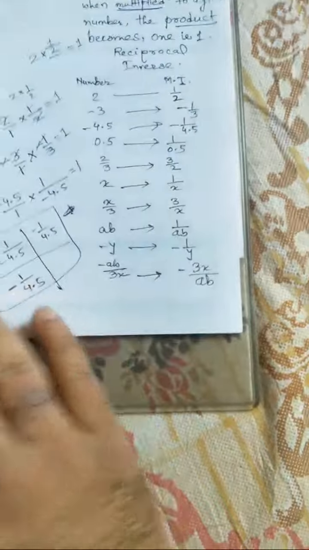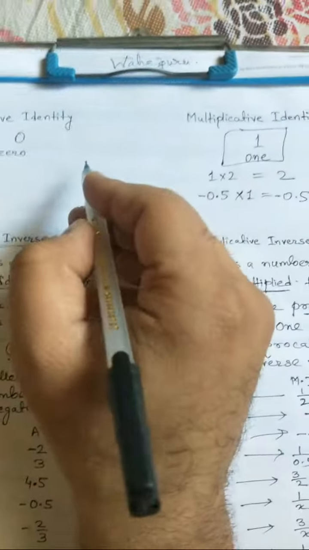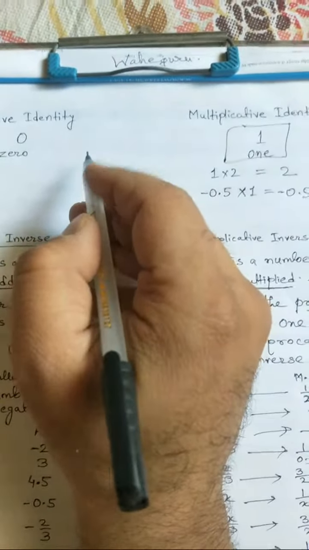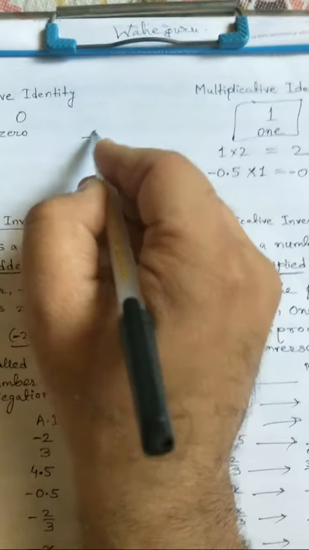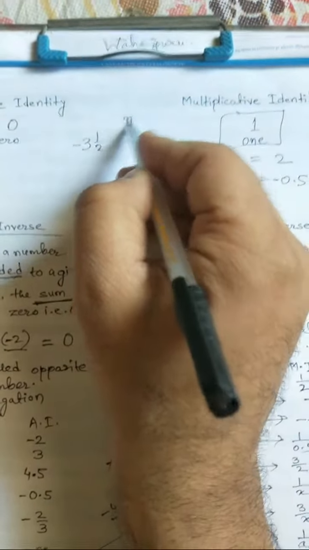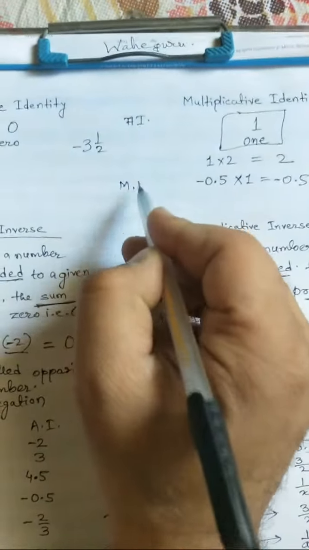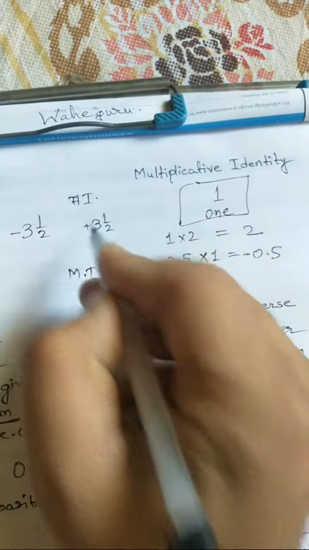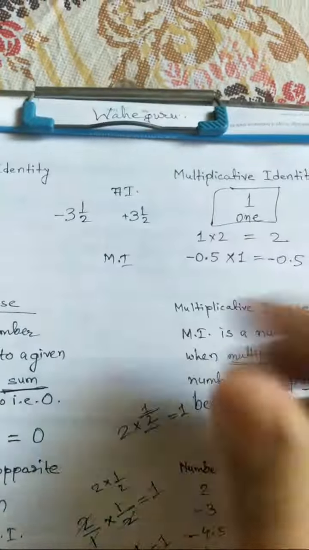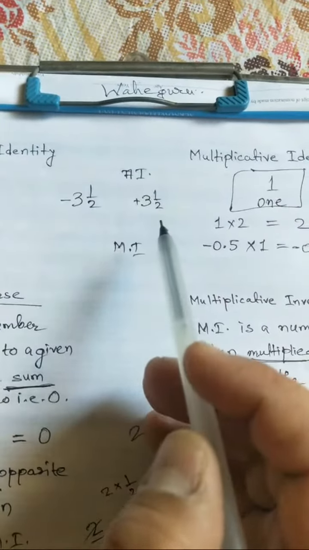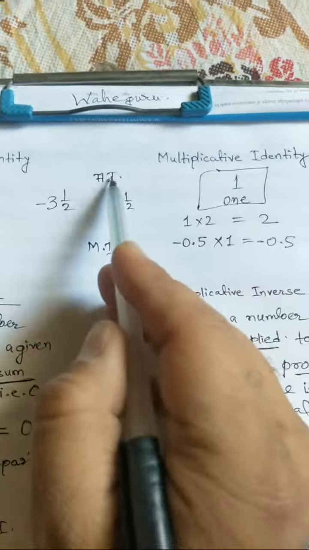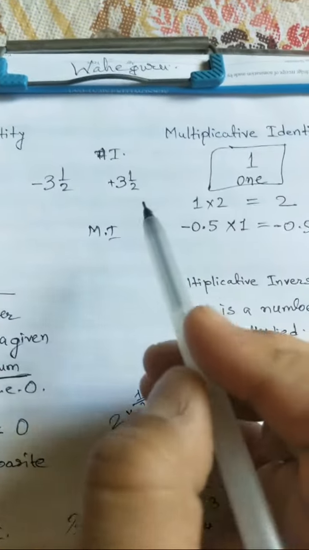There should be a tricky one also. Let's now try to find the additive inverse and also the multiplicative inverse of minus 3 1 by 2. The additive inverse is simple, you just have to change the sign. Minus 3 1 by 2's additive inverse would be plus 3 1 by 2.